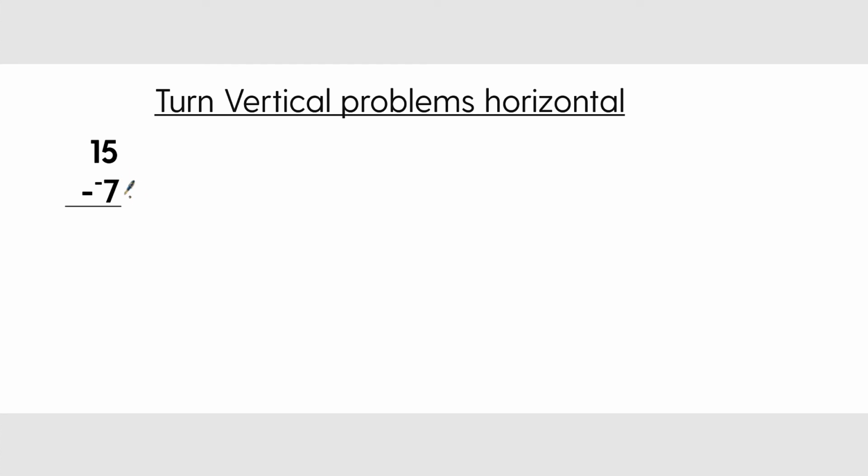Oftentimes it's vertical. Especially if you're solving equations using inverse operations, you might end up with a situation where you have 15 minus a negative 7. If you get something like this, turn it so that it's horizontal. So 15 minus a negative 7. Then I find students are much more likely to follow the process. Again, first number stays the same, turn the subtraction into addition, and this negative 7 becomes a positive 7. So in this case, the answer is 22.